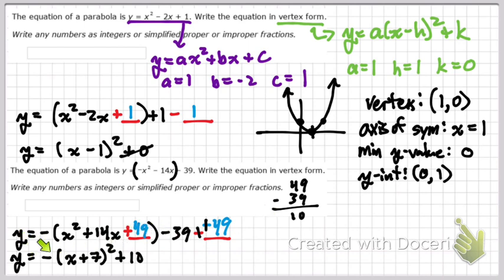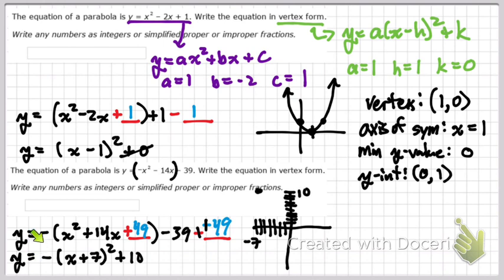I can clearly see what the A is, what the H is, and what the K is. But let's graph it really quick before I identify those. So first we have a +7, so that means we're going to move to the left 7. And then I see a +10 on the outside. That means we're going to go up 10, and then there we have our vertex. Now because we have a negative in front, from experience, we know that the parabola is going to open downwards.